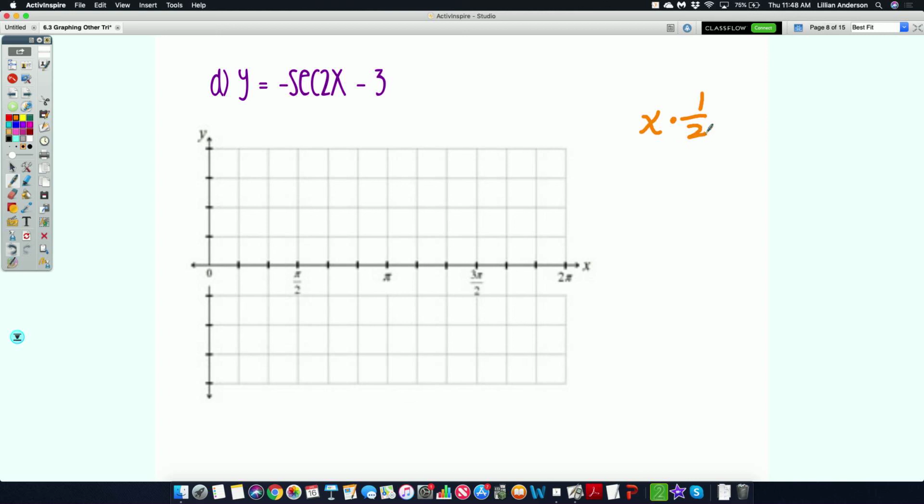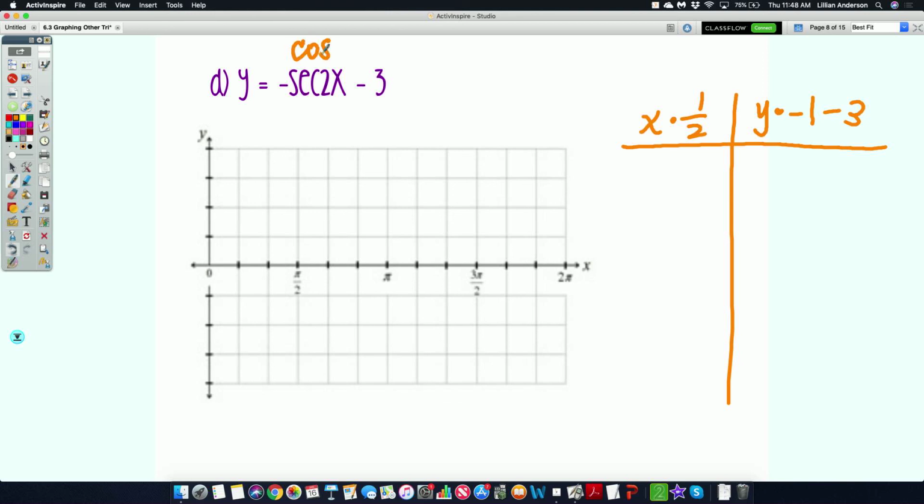Multiply my y in half. Anything else? Do we have a phase shift? No. So that's it. What's going to happen to my y's? Subtract 3.